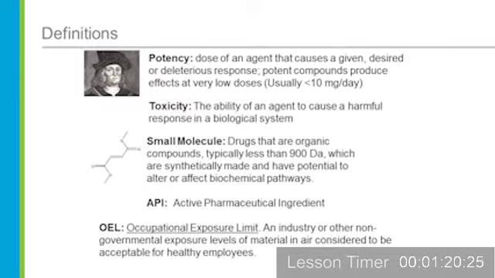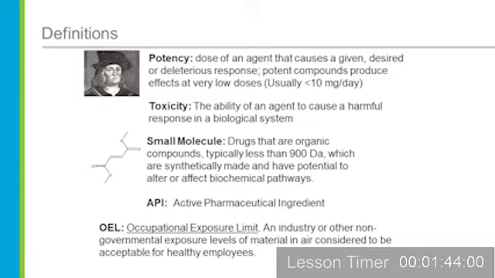Toxicity, on the other hand, is the ability of an agent to cause a harmful response in the body. Harmful responses can be anything like lowering your blood pressure, having a skin rash, or sustaining a headache. Some use the terms potency and toxicity interchangeably, and that can lead to a little bit of confusion. So I thought I'd just clear that up right up front.